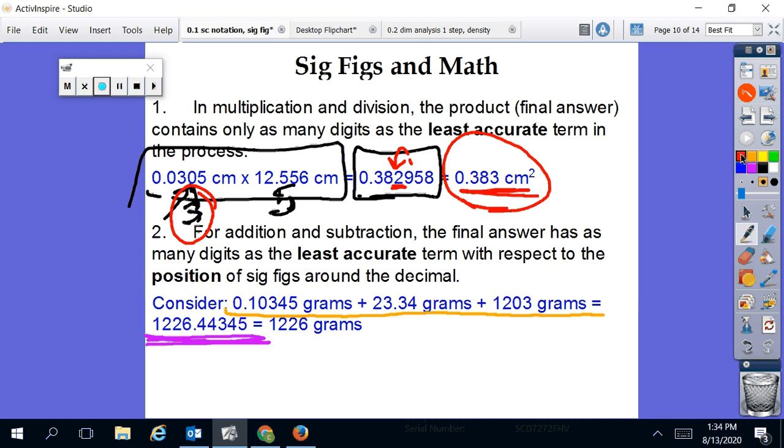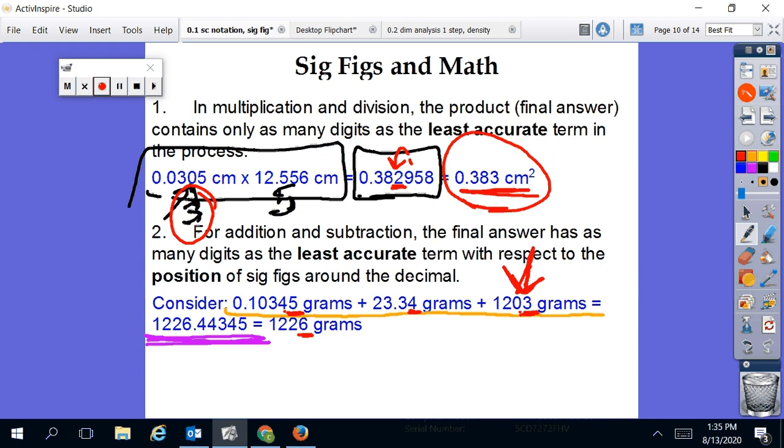So if I look at the first term, this goes out pretty far, right? It goes out to the tens, hundreds, thousands, 10,000s, 100,000th place. Pretty accurate. You look at the next number and it only goes out to the 100th place. You look at the next term and it just goes to the ones. So the least accurate term with respect to the decimal is going to be this 3. So what you're going to do is round to that ones place, making it 1226.